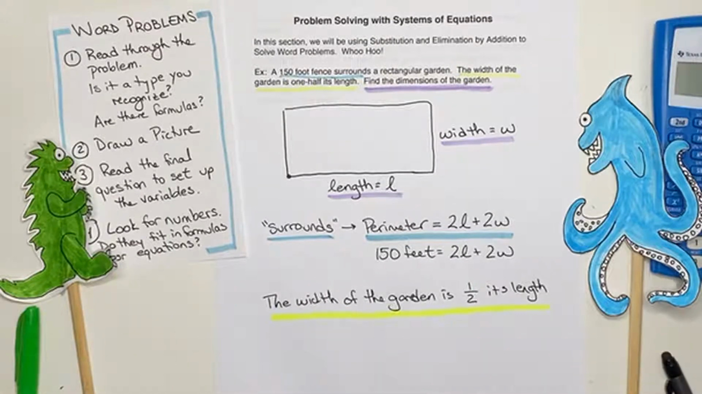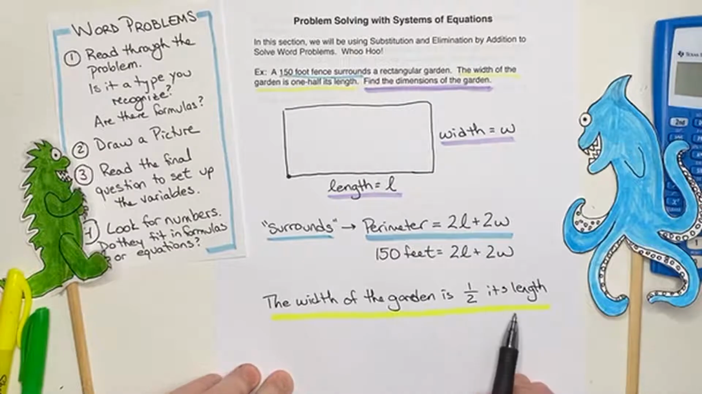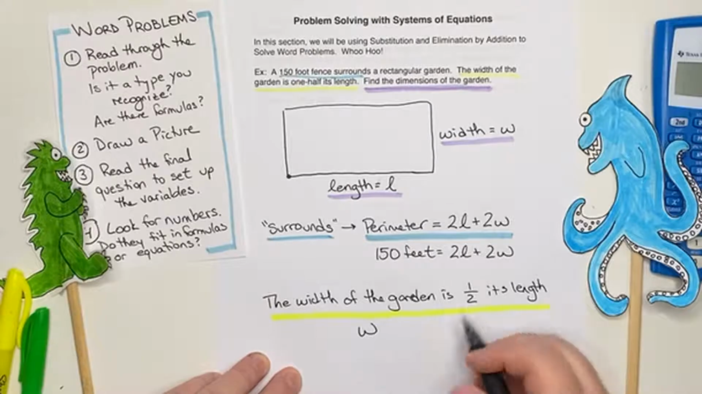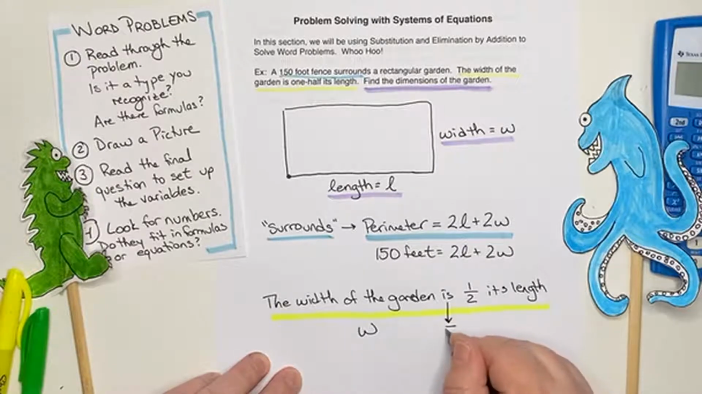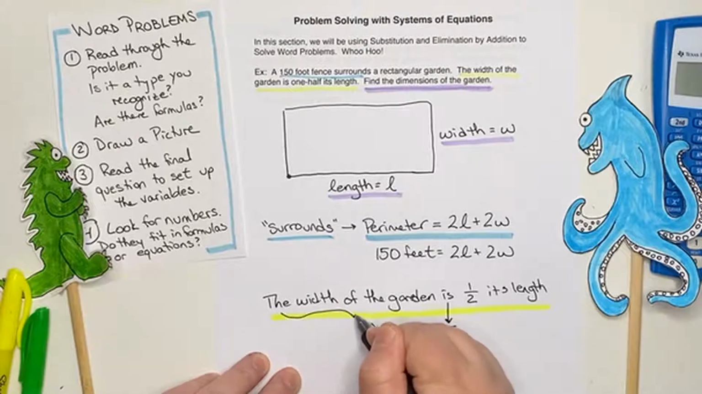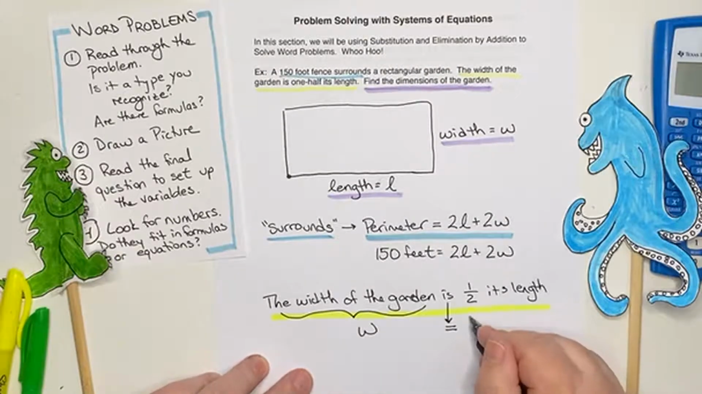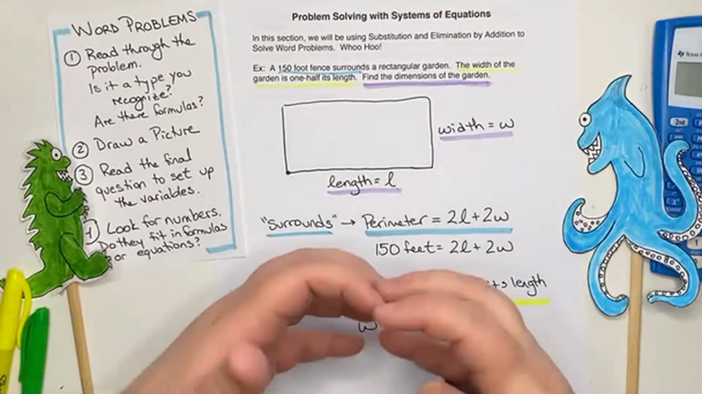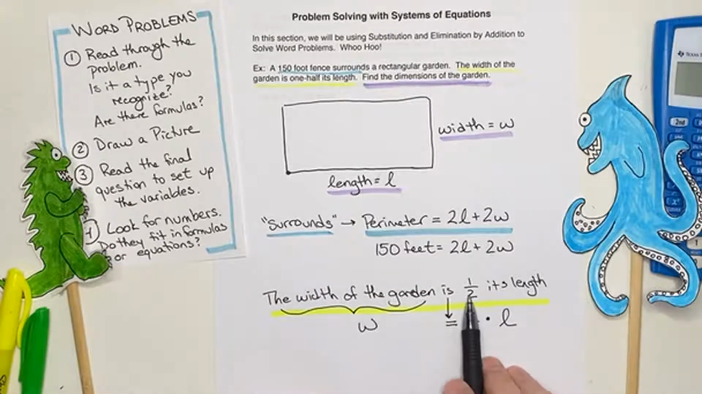Okay, so what can I do with this? Well, the width of the garden is W, translates as equals. Okay, the width of the garden, let me put this there. That's W. 1/2, already in math. And then 1/2 its length, that's 1/2 times the length. That's a little tricky, and that's something you're just going to have to kind of work out. Sometimes English and math don't mesh up perfectly as languages, but when we say 1/2 its length, we mean multiplication.